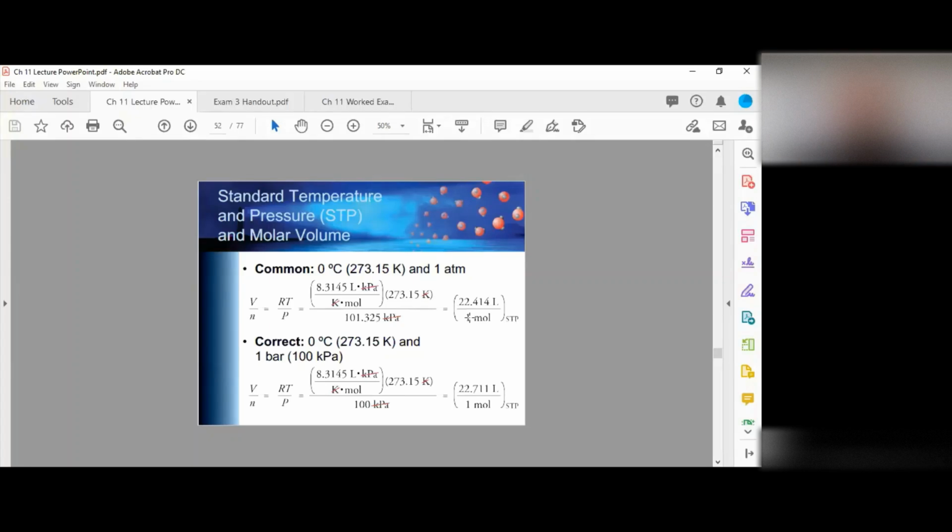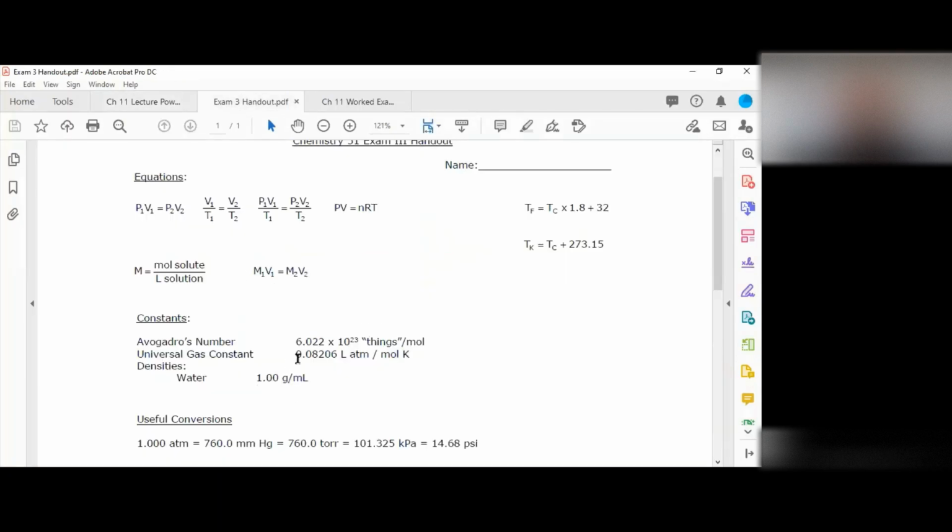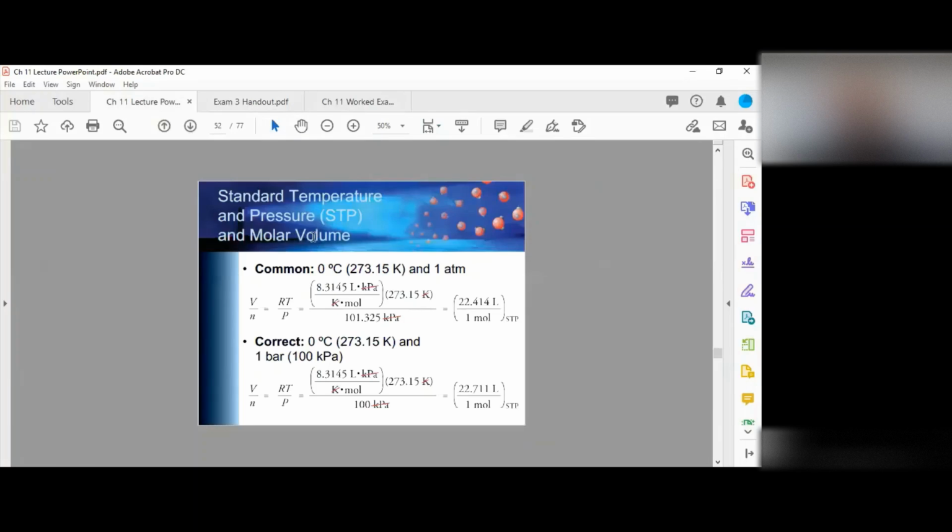And if I plug into the equation PV equals nRT the pressure to be 1 atmosphere, the volume to be 22.414 liter, the moles to be 1 mole, and T to be 273.15 and solve for R, this R will be the value that you see on the exam handout, which is, once again, 0.08206. So this number, which is the ideal gas constant, actually came from the molar volume, which is usually measured at STP.